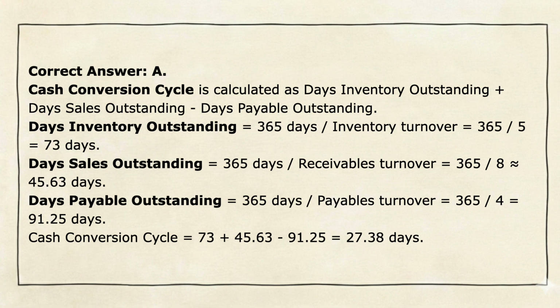Correct answer: A. Cash conversion cycle definition: the time between outlaying cash to purchase inventory and collecting cash from customer sales. Cash conversion cycle calculation: days inventory outstanding plus days sales outstanding minus days payable outstanding. Cash conversion cycle result, 27.38 days.